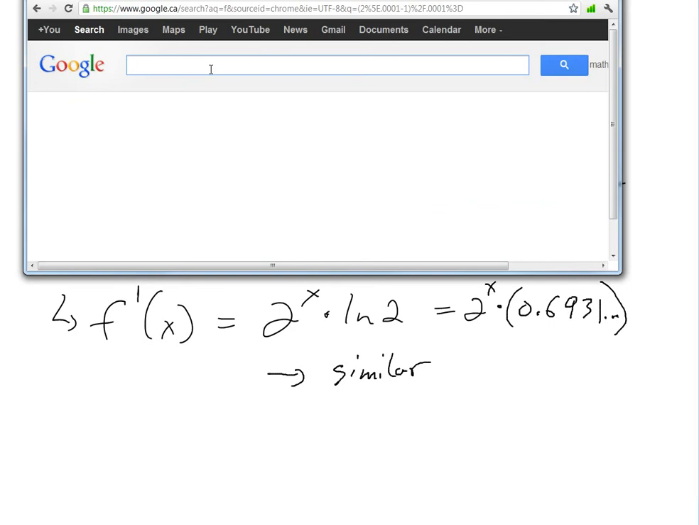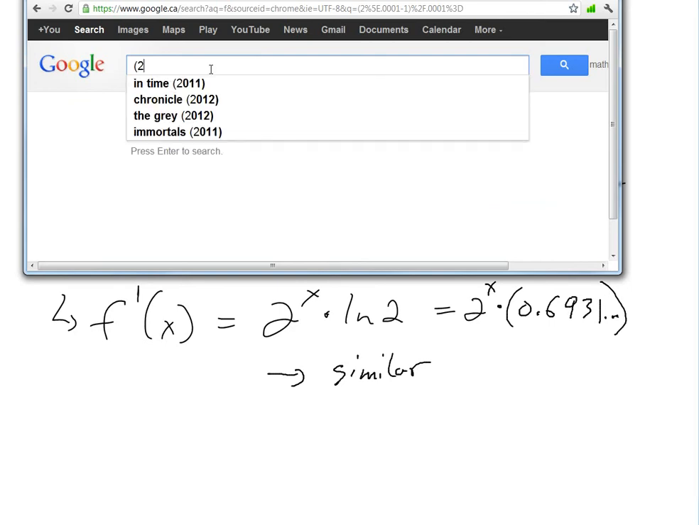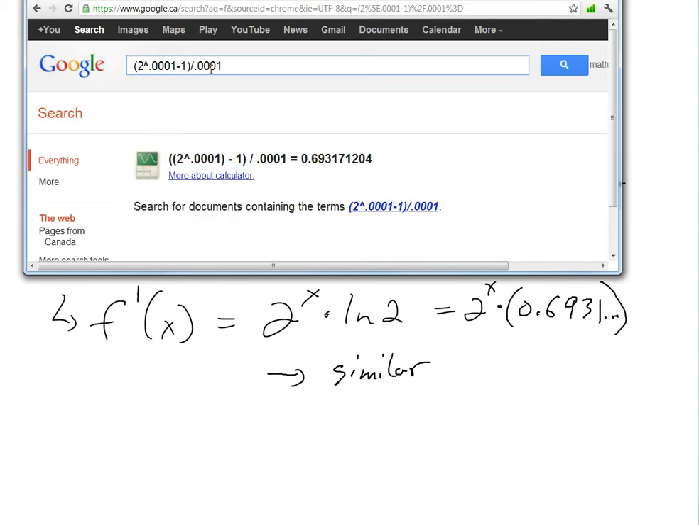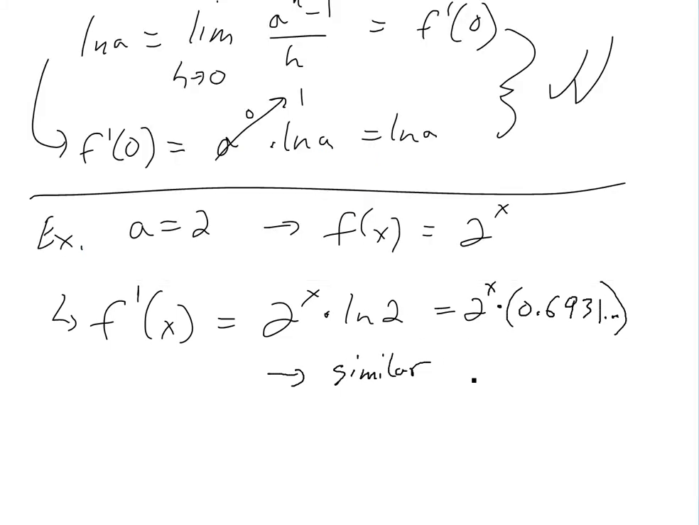If you put in the limit we had before, let's pick a small number, 0.001 for h: (2 to the 0.001 minus 1) divided by 0.001. It's getting close to this number here, 0.6931. So this is similar to that other video.